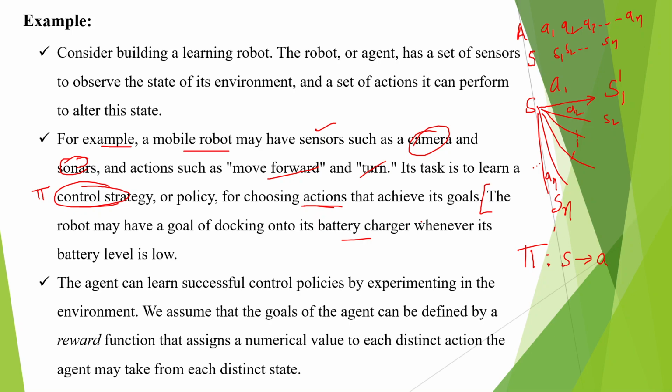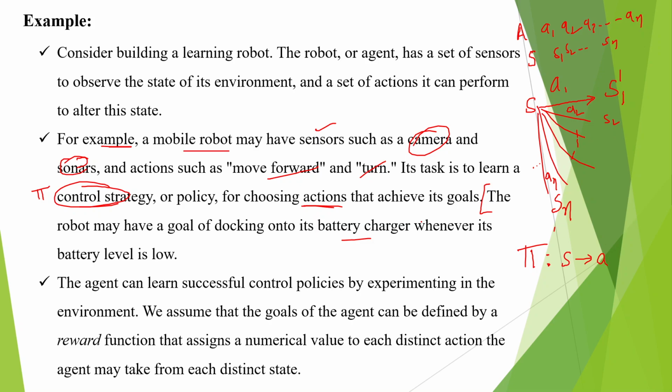Don't misunderstand docking with some other meaning. So a docking station, in the sense, is a kind of holder for the robot while it is charging. Okay, so we can also call it a charging holder. So the robot may have a goal of docking onto its battery charger whenever its battery level is low.